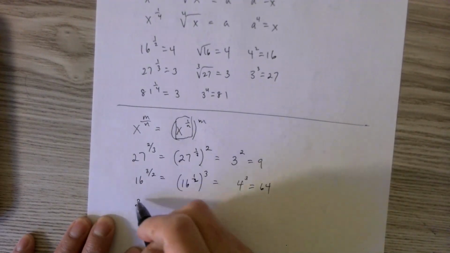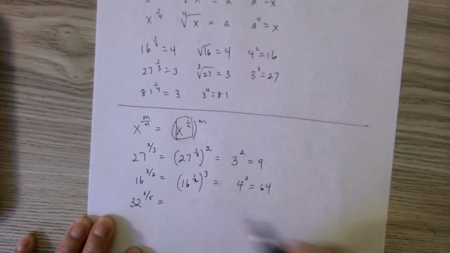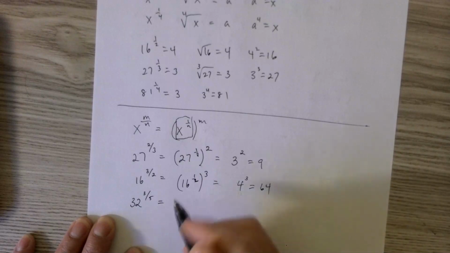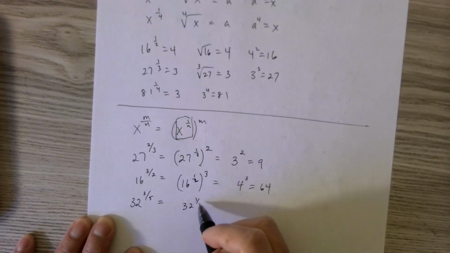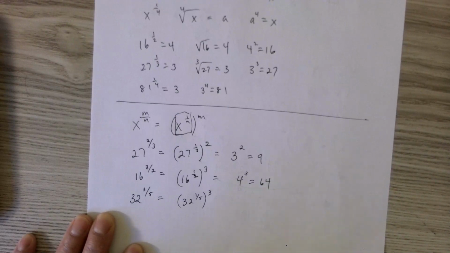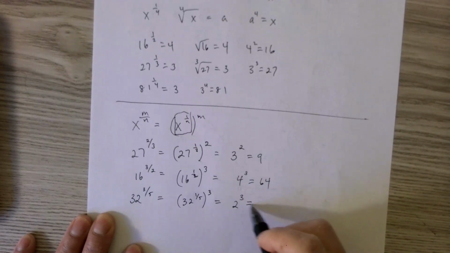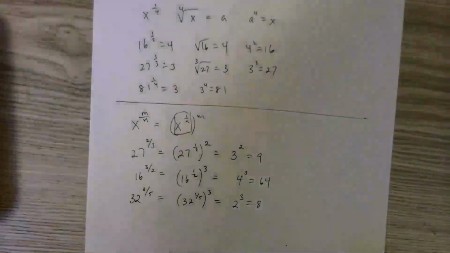One more time. I rewrite 32 to the 3/5 like this. I take the 5th root of 32, which is 2, and then I cube that. I get 8.